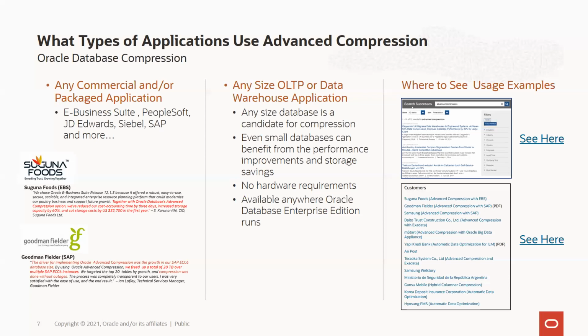We actually get very good results with SAP, as well as E-Business Suite. Oracle runs its internal businesses on E-Business Suite, and we actually use Advanced Compression as part of that. The next one is any size OLTP or data warehouse application. As I mentioned earlier, you can use Advanced Compression with OLTP or data warehouse applications.